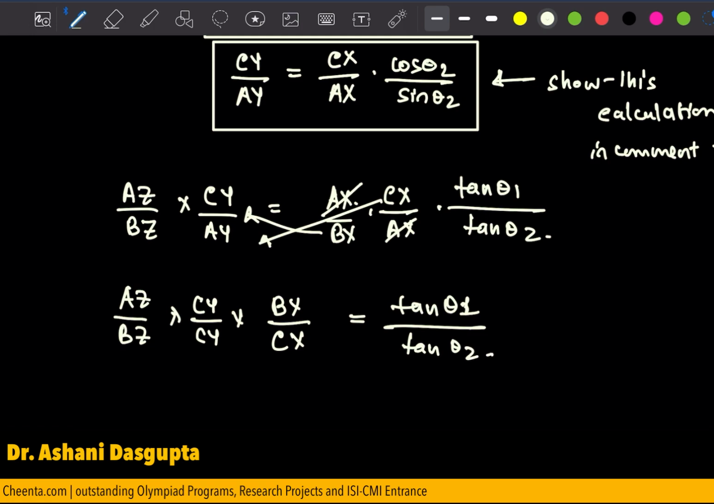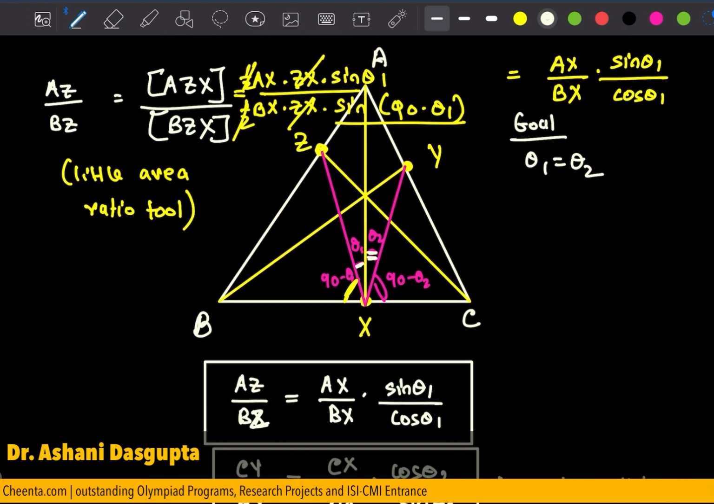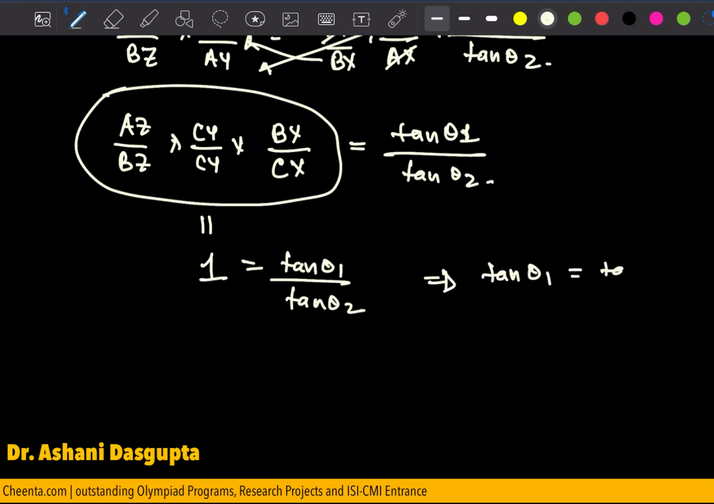I'm in the final step. This thing is, by Ceva's theorem, 1. So you can check with this diagram. It will be exactly equal to 1. So this is 1. So tan theta 1 divided by tan theta 2 is equal to 1, which means tan of theta 1 is equal to tan of theta 2.